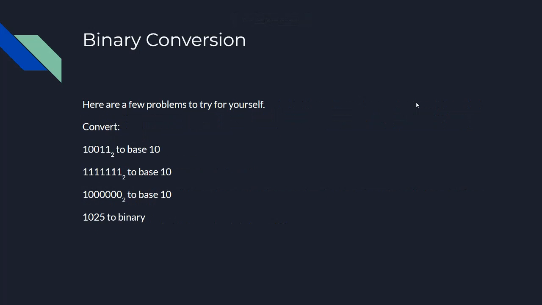So, here's a few base problems to try for yourself, so you can pause the video if you so please to try to figure these out, and we'll go over them in about 5 seconds.